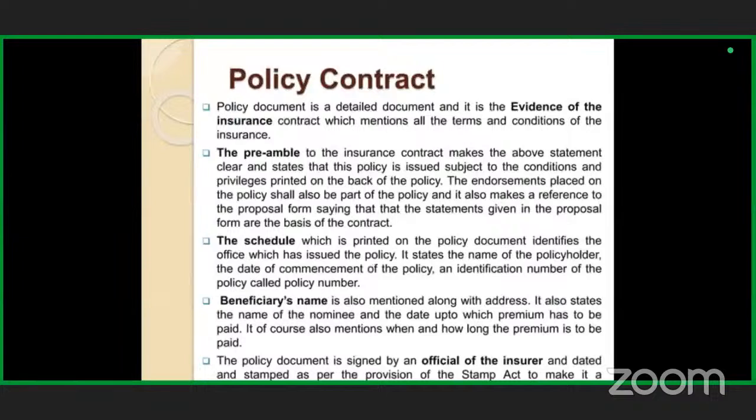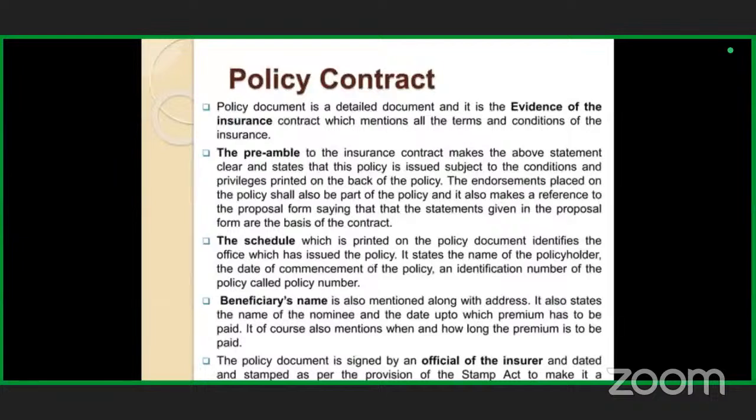The schedule is printed on the policy document and identifies the office which has issued the policy. It states the name of the policyholder, the date of the commencement of the policy, and the identification number of the policy, called the policy number. Next one is the beneficiary's name. Beneficiary name is the nominee actually. So the beneficiary name is also mentioned along with the address. It also states the name of the nominee and the date up to which premium has to be paid.